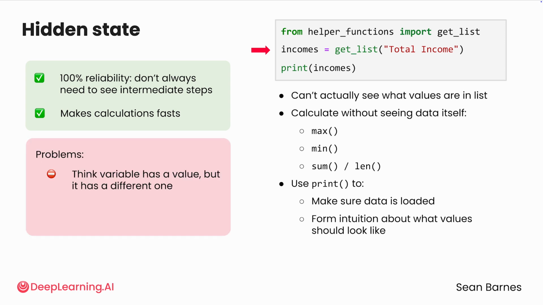You may think a variable has a certain value when it actually has a different one. You may think a dataset loaded correctly when it didn't. It's up to you to inquire about the hidden state of your program, typically by using print statements. Print statements help you display the value of a variable at a particular point in the code. The variable inspector you saw a moment ago is also an option.